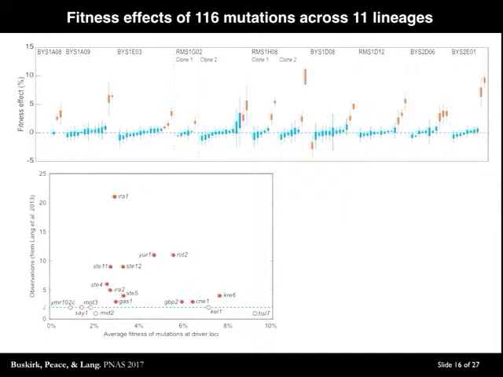Another thing that we can do is, if you imagine there's no genetic interactions, that all of these mutations just add together and everything's perfectly additive, then if we take the fitness effect of all the mutations in the background of this BYS1E3, it should add up to give you the fitness of that clone.